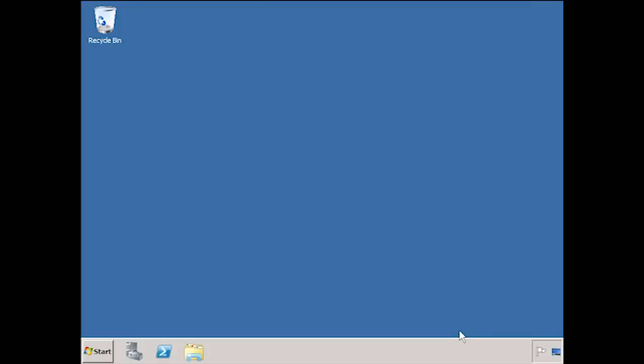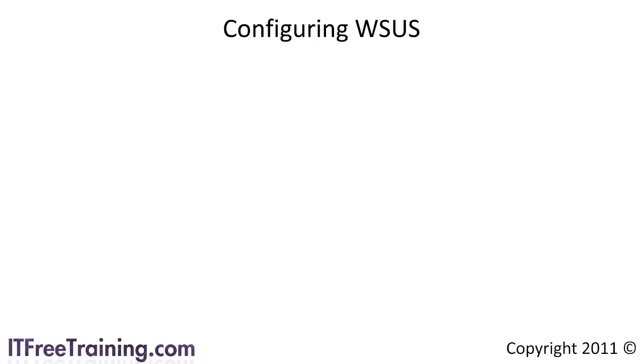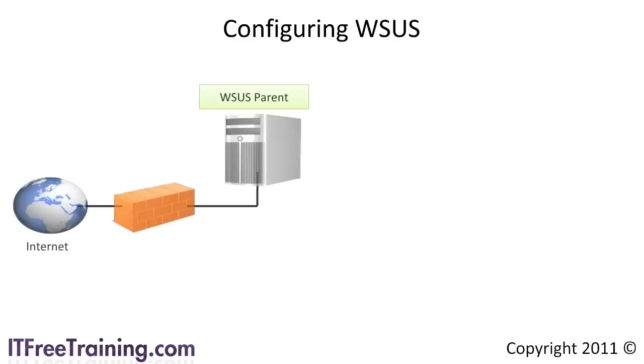Now that you have WSUS installed, you need to give some thought on how to configure it. The configuration of your network will determine how you want to deploy WSUS. Consider this network. Like most companies, you have a firewall between your network and the Internet. This particular company has a policy that servers that connect to the Internet must be on a perimeter network or a DMZ. Since the WSUS server needs to have access to the Internet, it is placed on the perimeter network.